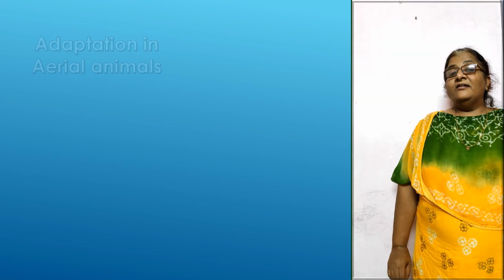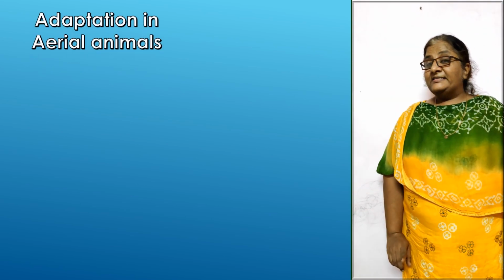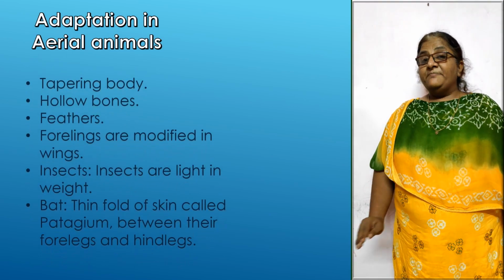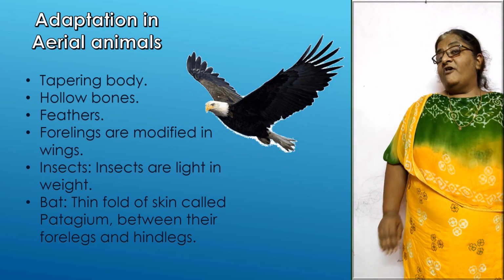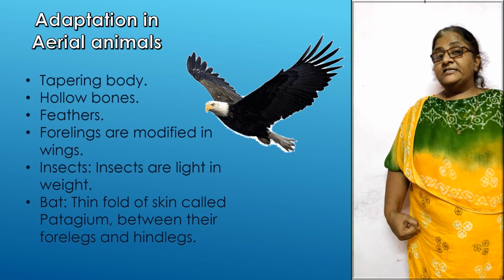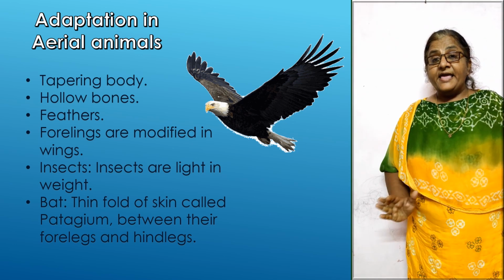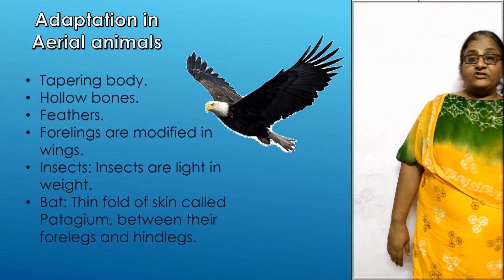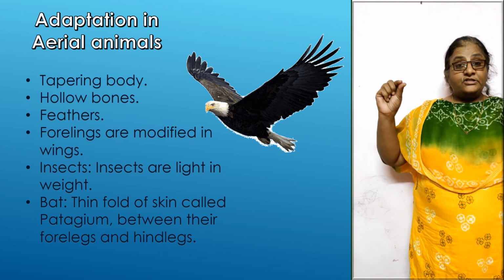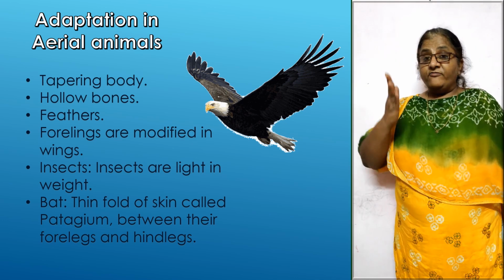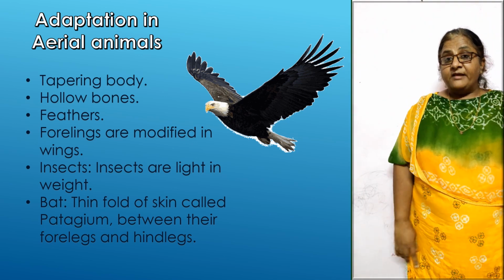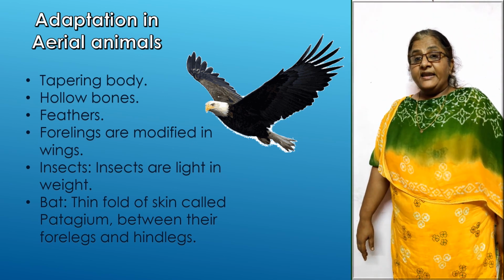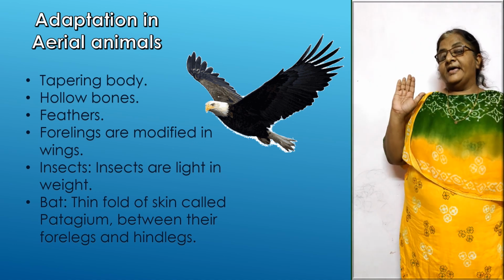Adaptations in aerial animals. Animals that fly in the air are called aerial animals, especially birds. Birds can fly in the air. Now, what adaptations or changes make them able to fly? Birds have a spindle-shaped body, a shape which bulges in the middle and tapers towards both ends. It helps to minimize the air resistance while flying in the air.